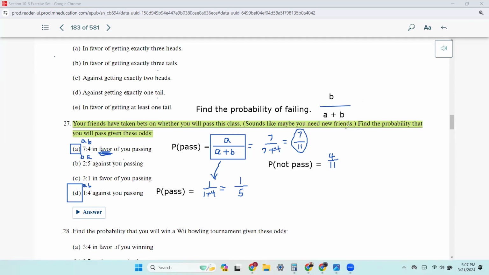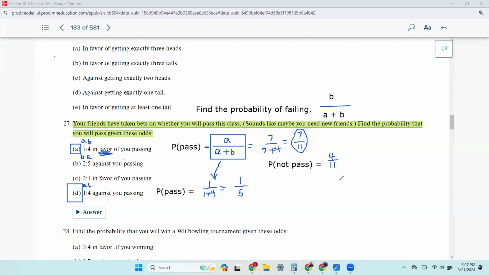Yeah, and let me just show you. You remember the complement rule. The complement rule is in play here with the probabilities. Like I said, they didn't ask for probability of not passing or probability of failure. But look, 7 from 11 gives you 4. So you can also look at it like that. But the denominator stays the same for either one because they're complements of one another.